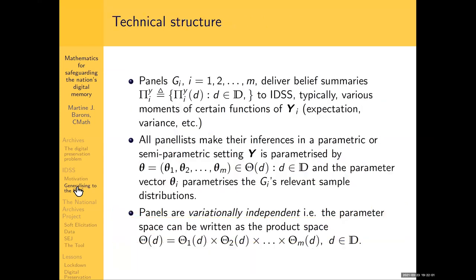Having got those, that is the common knowledge class. Together, we have all these different panels, M panels, and each of them delivers summaries to the integrating decision support system, which are typically some moments of various functions. So we don't need the whole gory detail. We just need, under each different decision, what the values for your part of the system would be. Most of the panelists will use parametric models, so we need some information about the parameters. In order to separate the panels, we need the condition that the parameters are variationally independent, so the parameter space can be written as a product.